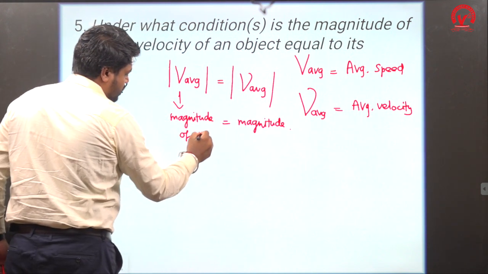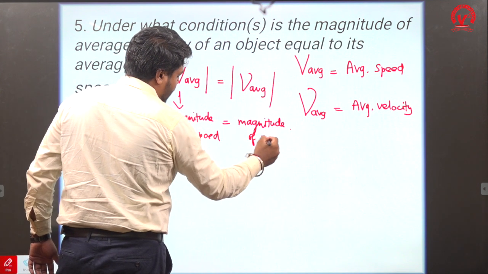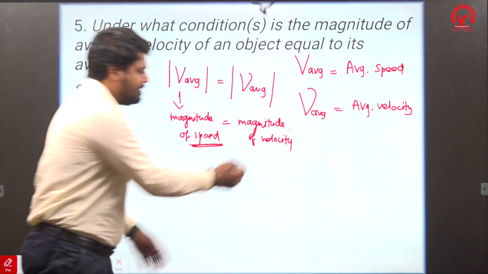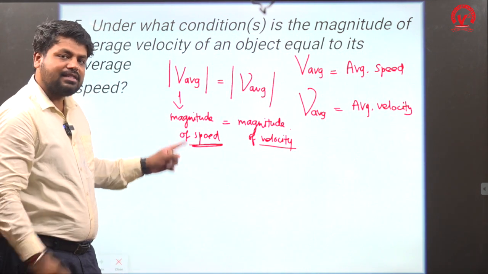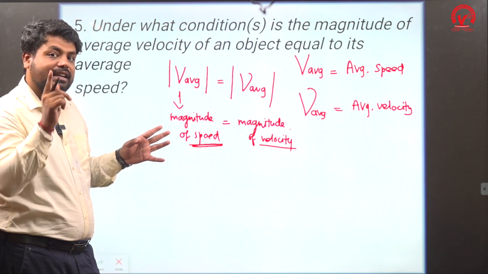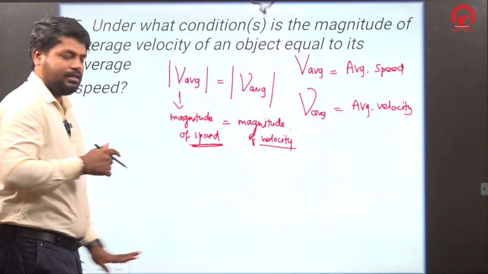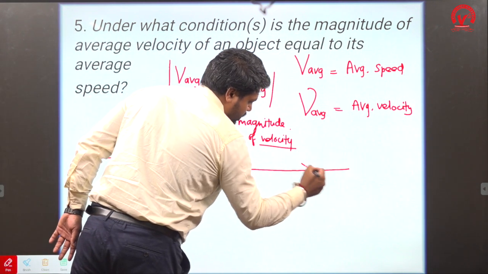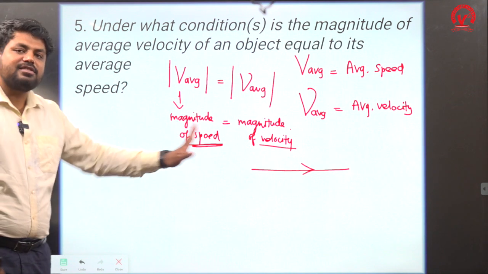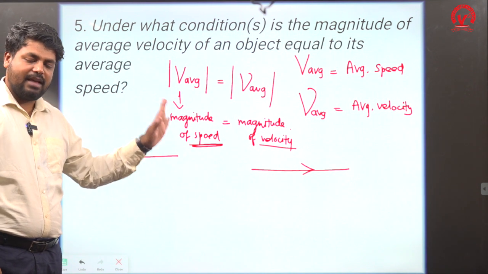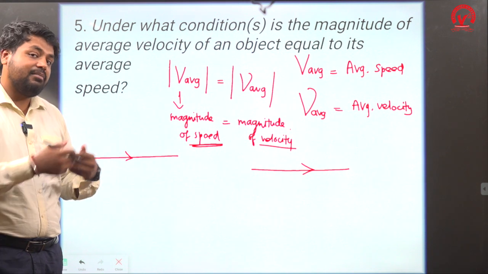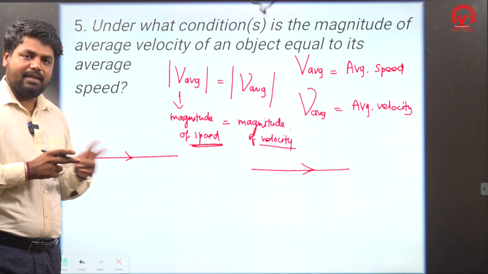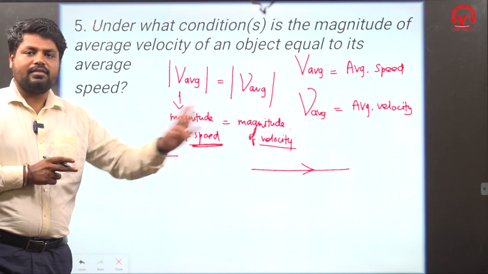Magnitude of speed will be equal to magnitude of velocity. See here, speed is a scalar quantity, velocity is a vector quantity. Both are having the same velocity and speed means who is going to differ here? The direction. So for both to be equal, the particle should travel in the same straight line, in the same direction. If both particles travel in the same direction, their speed and velocity will always be equal.